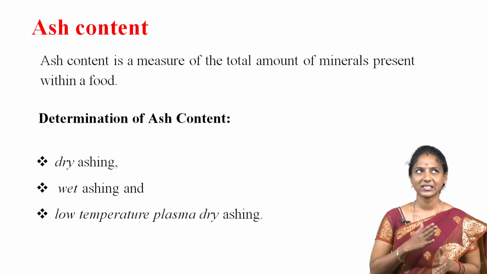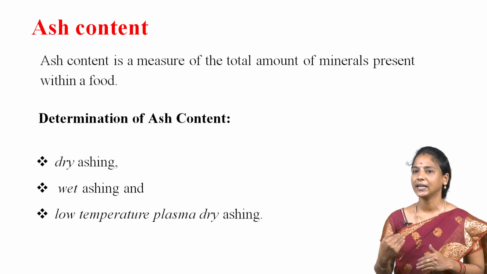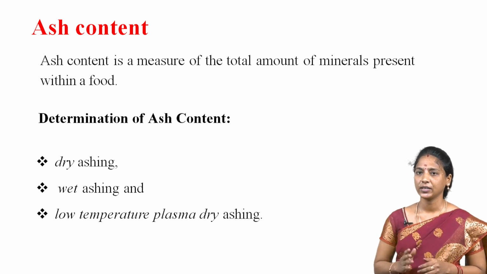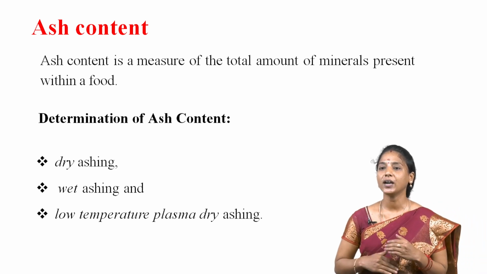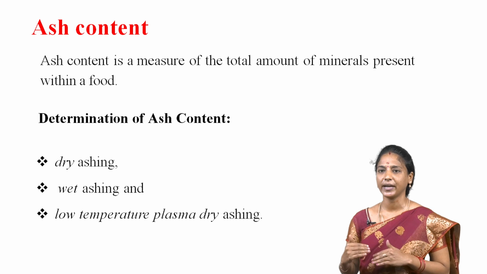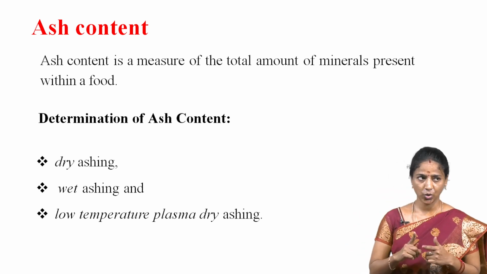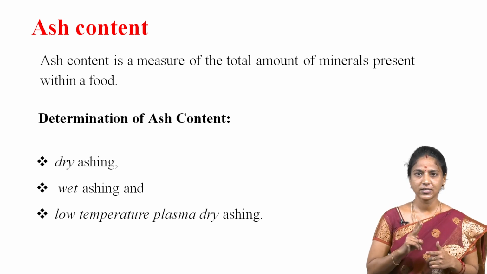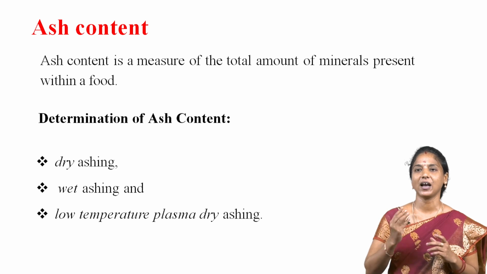Next one, ash content. Ash content is a measure of the total amount of minerals present within a food. Determination of ash content. The three main types of analytical procedure used to determine the ash content of foods are based on this principle. First one is dry ashing, second one is wet ashing, and the third one is low temperature plasma dry ashing.